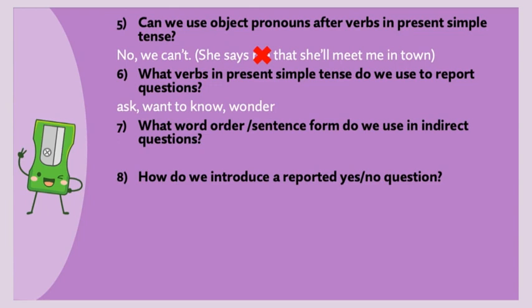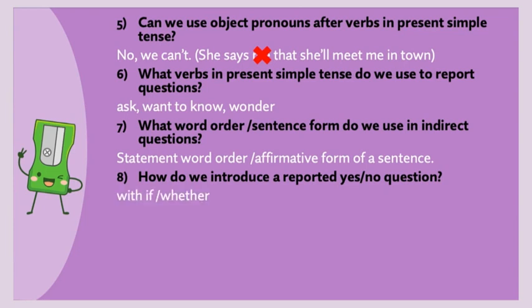What word order or sentence form do we use in indirect questions? We use the statement word order or the affirmative form of a sentence. Koji redosled reči, odnosno rečenični oblik, koristimo u indirektnim pitanjima? Uvek koristimo redosled reči kao u izjavnim, odnosno potvrdnim rečenicama. How do we introduce a reported yes-no question? With if or whether.